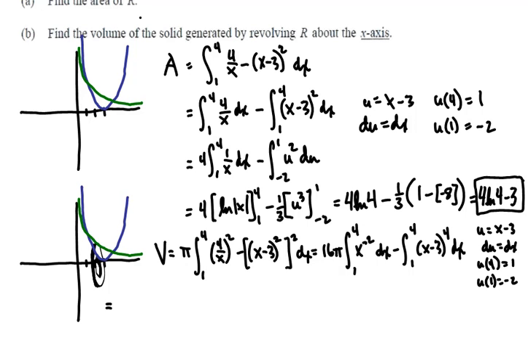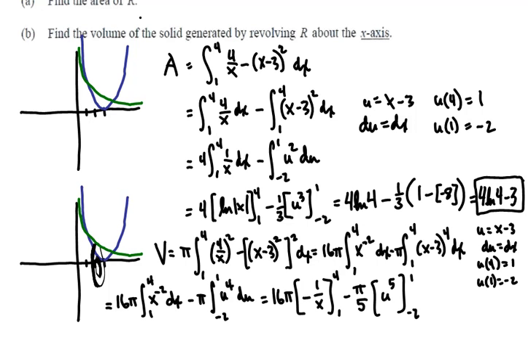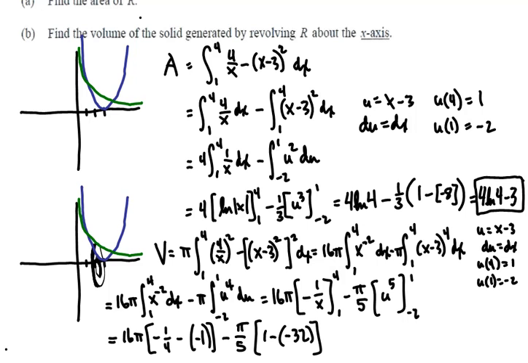So I rewrite, and I also have a pi in front of that last expression since I distributed the pi. So I have 16 pi times the integral from 1 to 4 of x to the negative second dx minus pi times the integral from negative 2 to 1 of u to the fourth du, which is minus pi over 5 u to the fifth from negative 2 to 1. And so that gives me 16 pi times negative 1/4 minus negative 1, minus pi over 5 times 1 minus negative 32. And that gives 12 pi minus 33 pi over 5 and a final answer of 27 pi over 5.